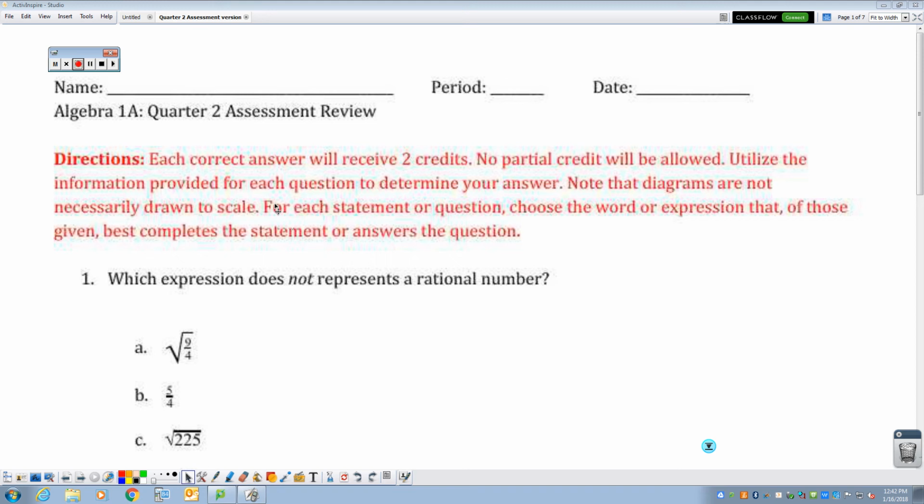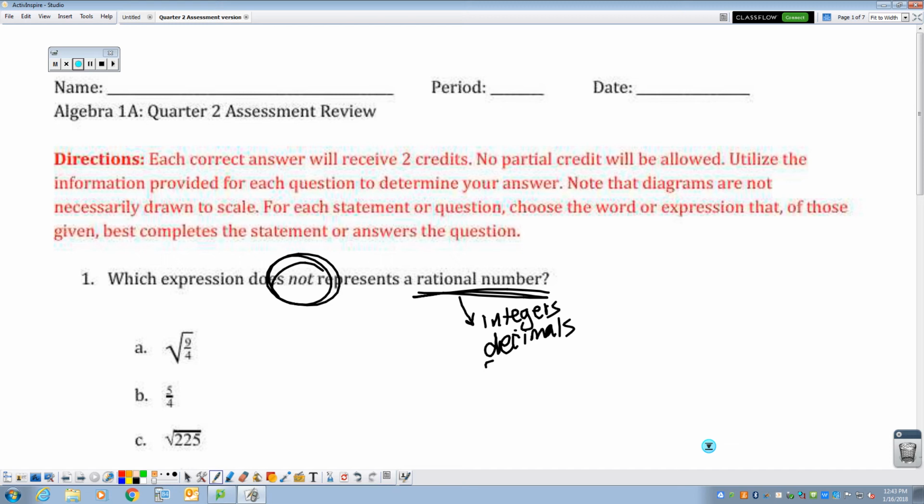All right, for question one, it asks which expression does not represent a rational number. And our rational numbers are numbers that can be written as integers are rational, our decimals are rational, fractions. And when I say decimals, it's not any decimal, it's decimals that repeat or terminate.